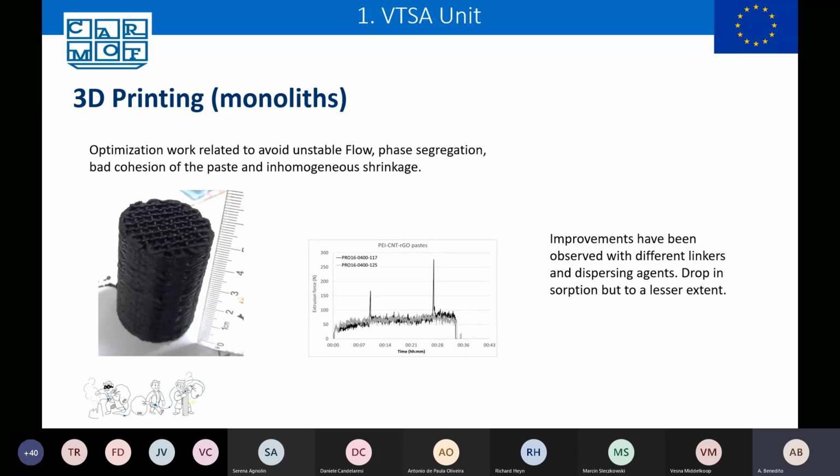I would like to make a special emphasis on the different limitations and challenges that we detected during the first trials. Aspects such as unstable material flow, water segregation, poor material cohesion, and irregular shrinkage have been very important issues and challenges that, as I have said previously, we have been optimizing during the development of the whole project. After studying multiple formulations with different binders and dispersing agents, we have reached an adequate and suitable compromise between processability and reasonable loss of the CO2 absorbent properties of the monoliths.